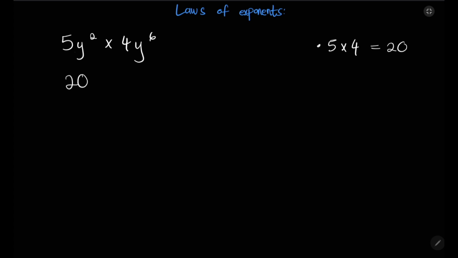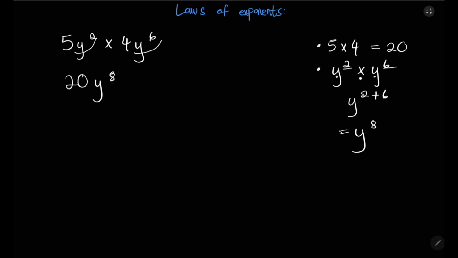Let's move to our variables. We have y to the power 2 and y to the power 6. Let's write this on the side. y to the power 2 times y to the power 6. We have y and y, which is the same base. Let's write down our base. We have 2 and 6. This is 2 plus 6, because we have a times in between. 2 plus 6, which is y to the power 8. So our final answer is 20y to the power 8.